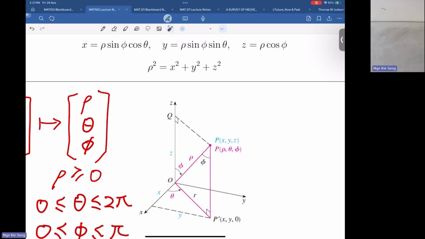Enough or not? Enough. Only two bases. So you need one more. What's the other basis you need? The radius of your sphere. Okay, you still need rho here. Okay, we call it rho in this case.